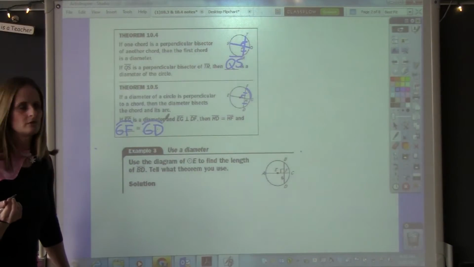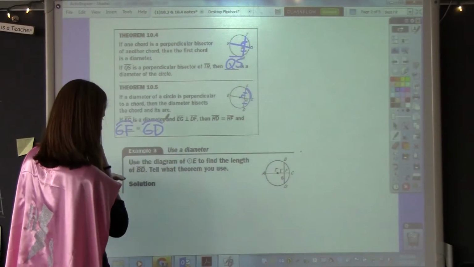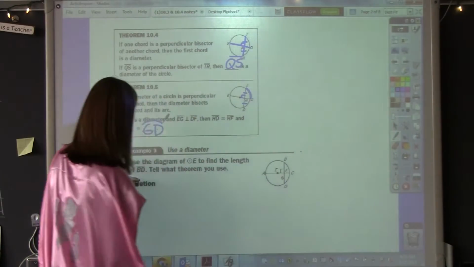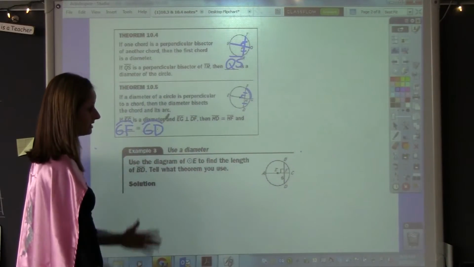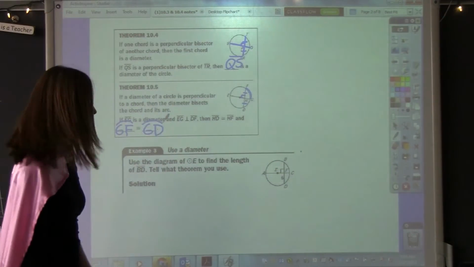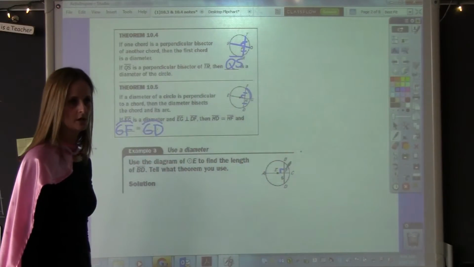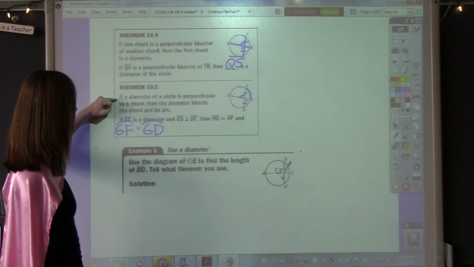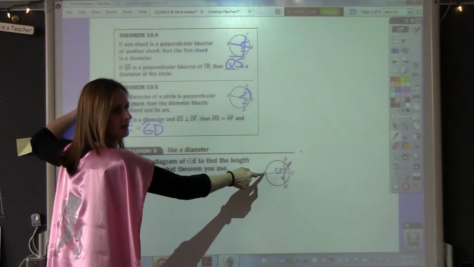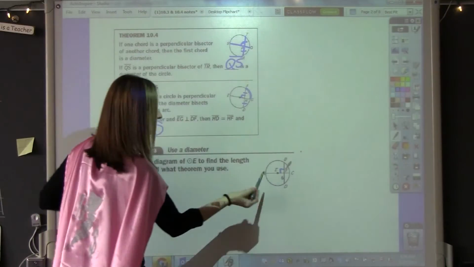Okay, let's try to apply these theorems. Using the diagram, there's circle E, find the length of chord BD. Tell what theorem you use. So, suggestions. I see that CA is a diameter. It's perpendicular to this chord here. So what does that tell us? This is the diameter, right, CA? How do I know it's the diameter? This is the center point. Exactly, it goes right to the center.